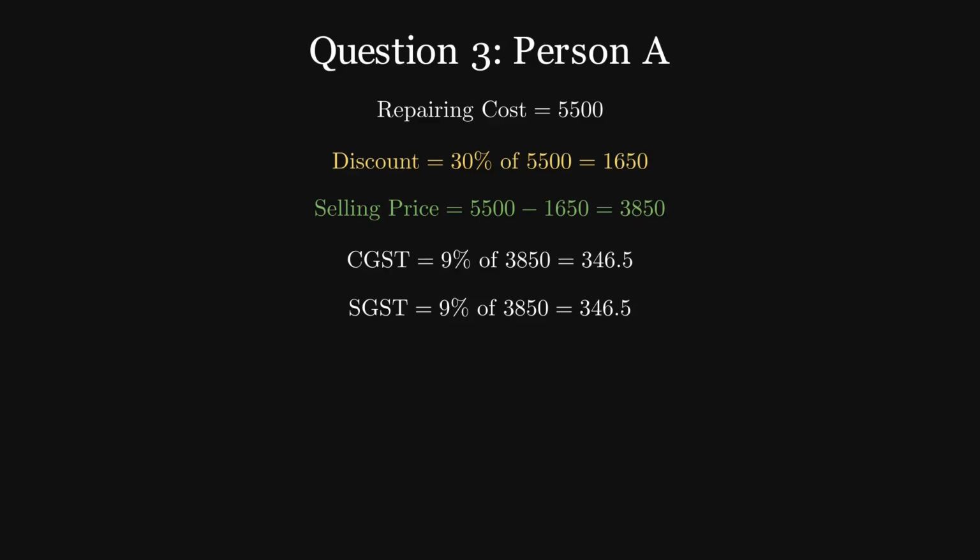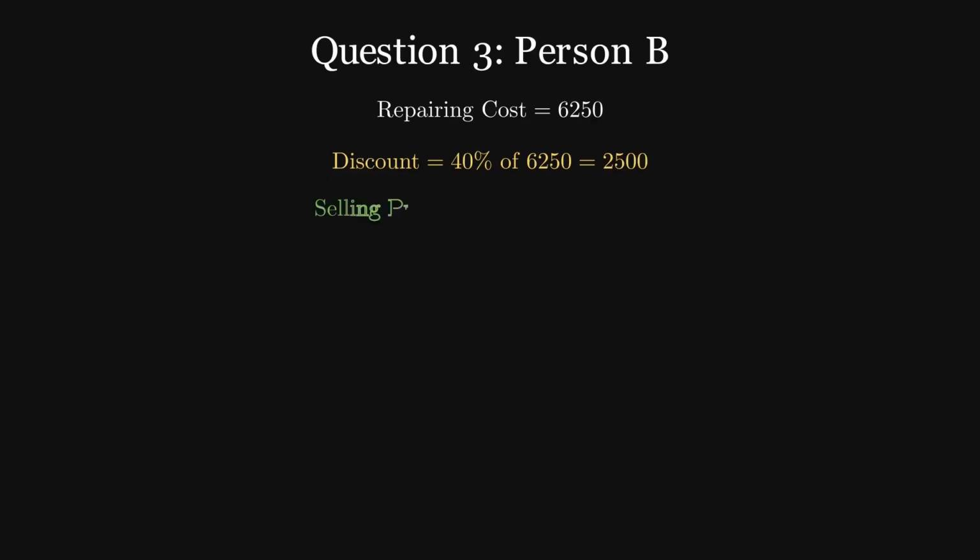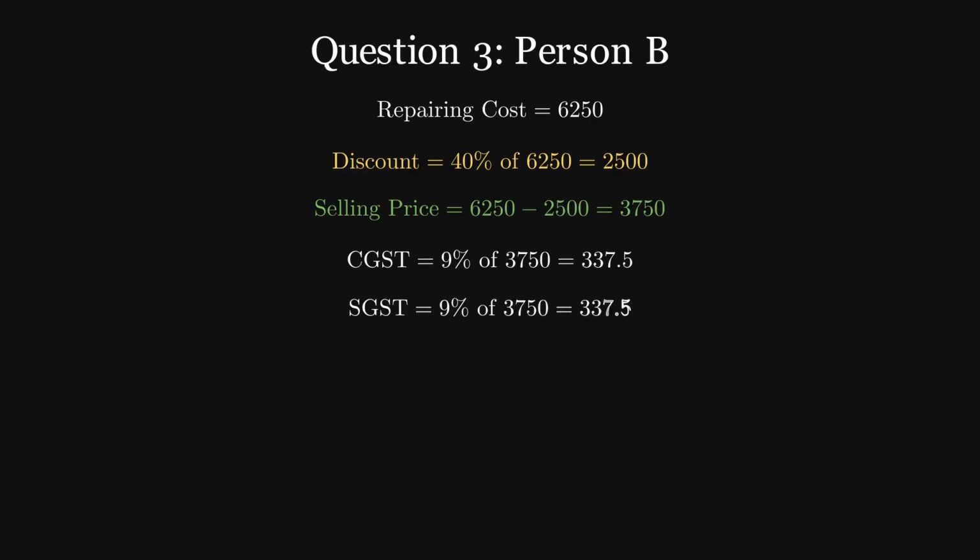Now coming to person B. Repairing cost is Rs 6,250 and discount is 40%. Discount is Rs 2,500. Selling price is 6,250 minus 2,500, which is Rs 3,750. CGST is Rs 337.5. SGST is also Rs 337.5. Now coming to person C.